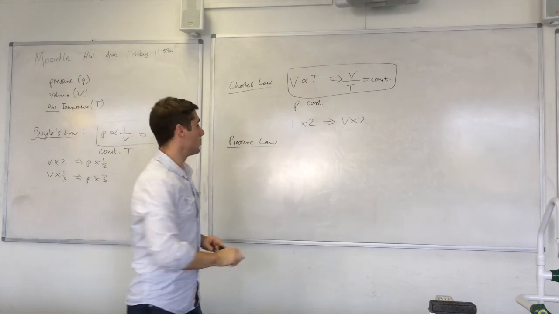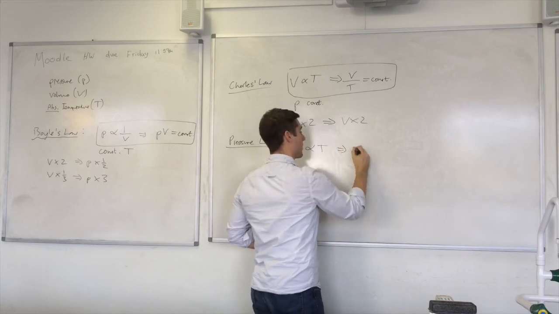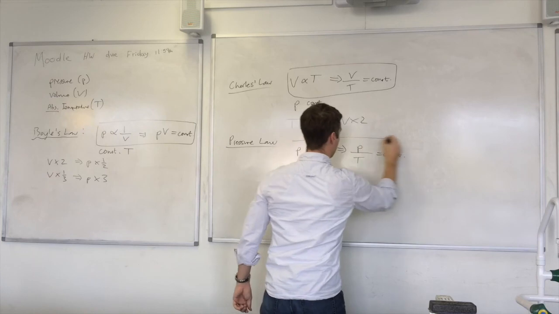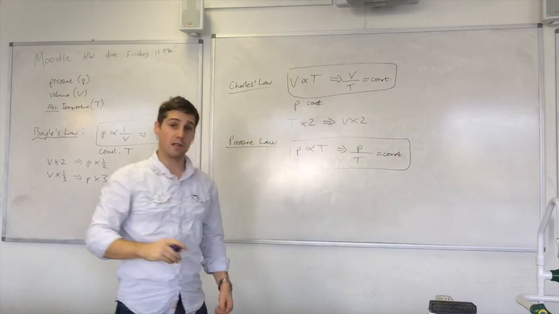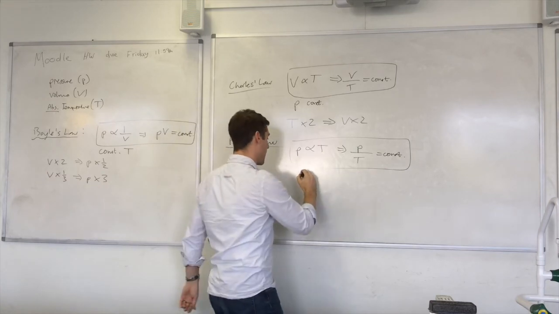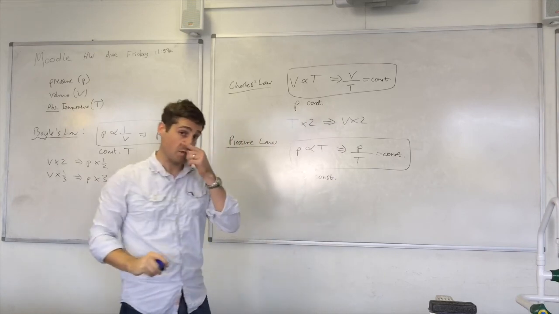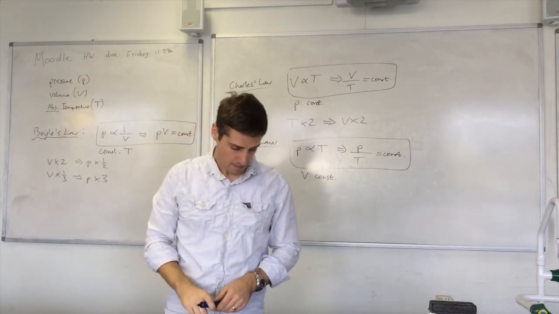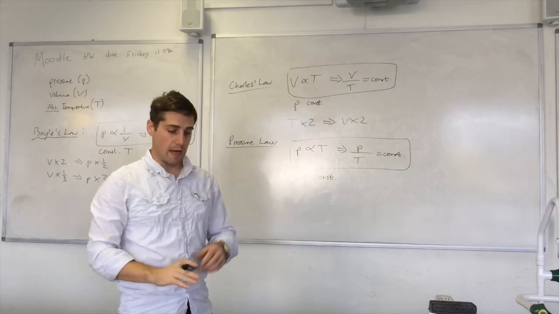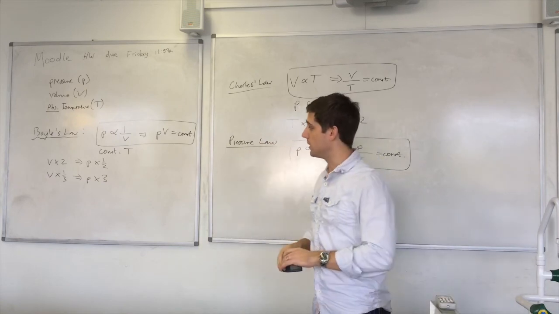Then there is the pressure law. Pressure is proportional to the absolute temperature, with fixed mass of gas, and volume must be kept constant for that law to apply. Alright, so those are our 3 gas laws, and upon that we have an ideal gas law. It's based on those 3 laws.